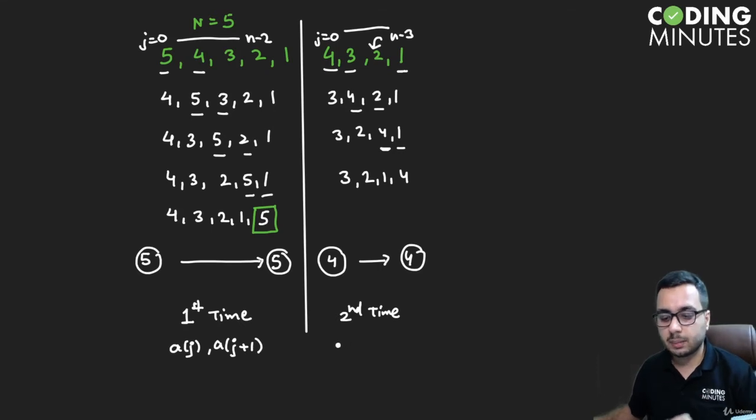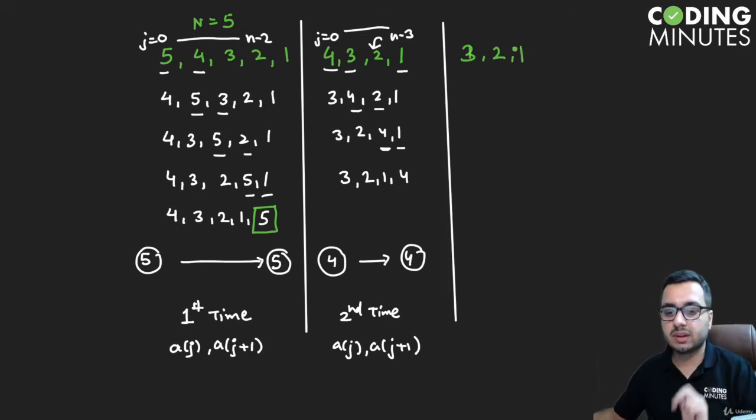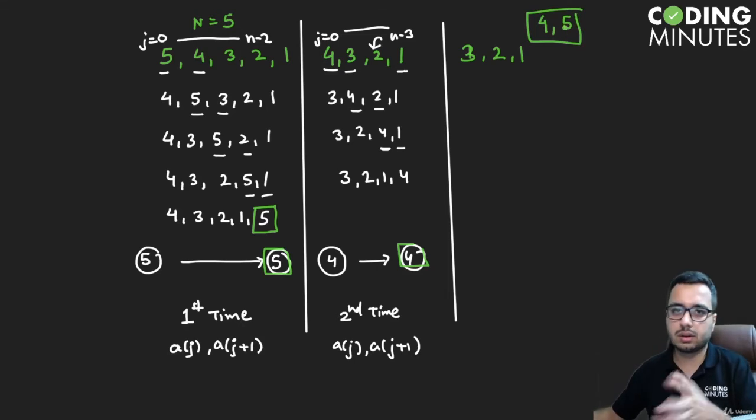We again did the comparison between aj and aj plus 1. Let's see what happens in the next iteration. Now we have these elements, 4 3 2 and 1. Okay, we have 3 2 and 1 because in 2 iterations 2 elements are already sorted. We have 5 in the right place, we have 4 in the right place. So 4 and 5 are already in the correct position.